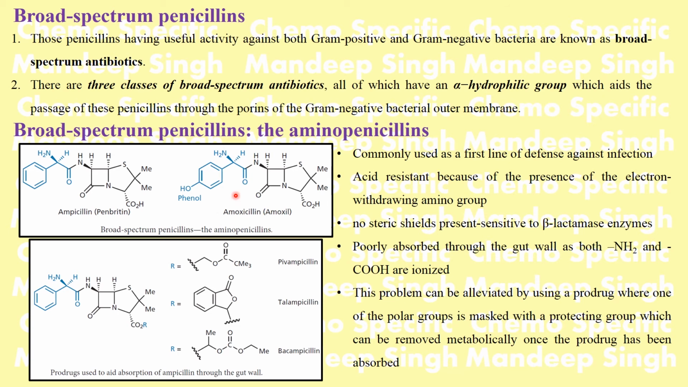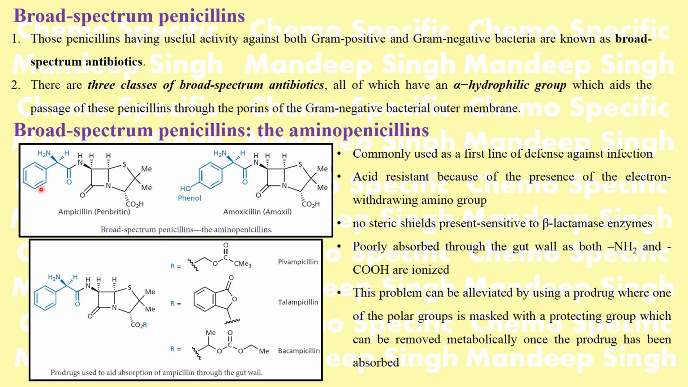However, they do not have any steric shield present, as a result of which both ampicillin and amoxicillin are sensitive to the beta lactamase enzyme. So usually what the doctors do is give amoxicillin along with potassium clavulanate, because the potassium clavulanate takes care of the beta lactamase enzyme, and the amoxicillin can act as an efficient antibacterial drug.